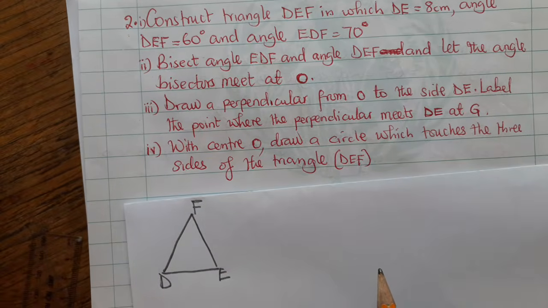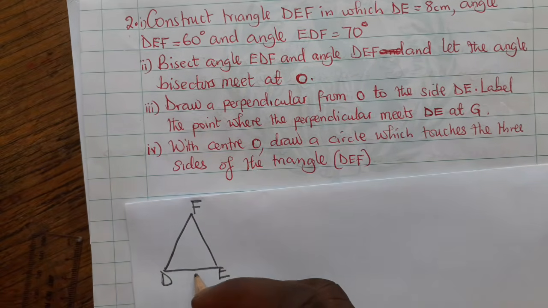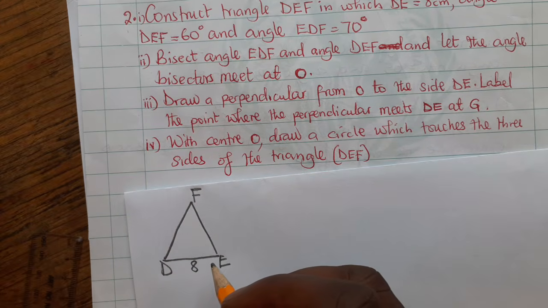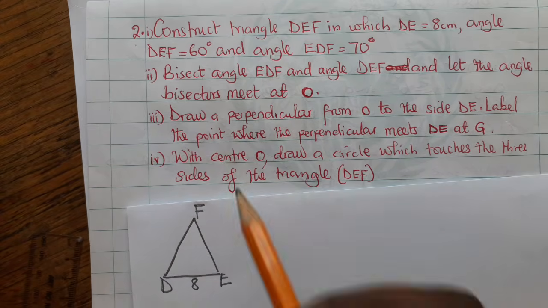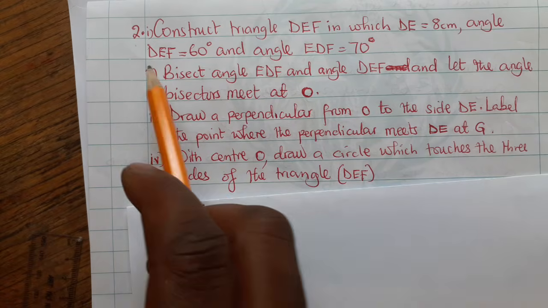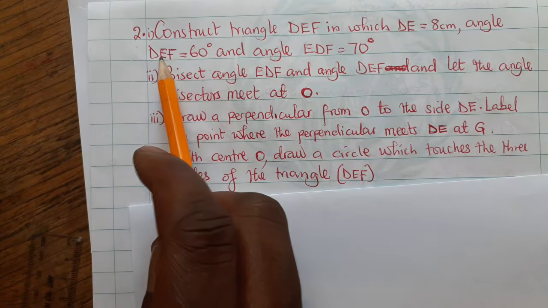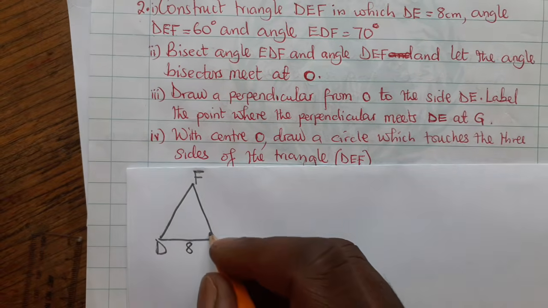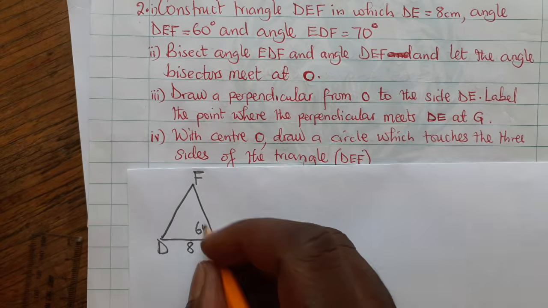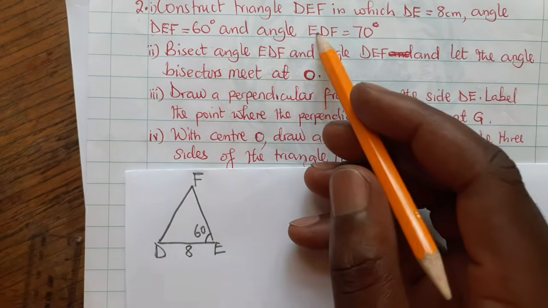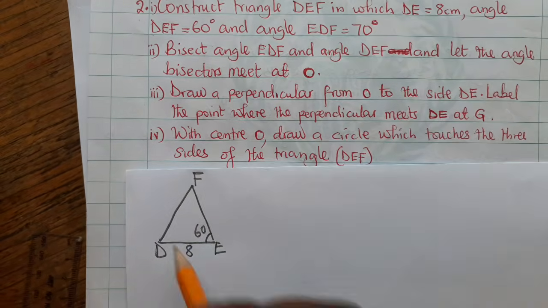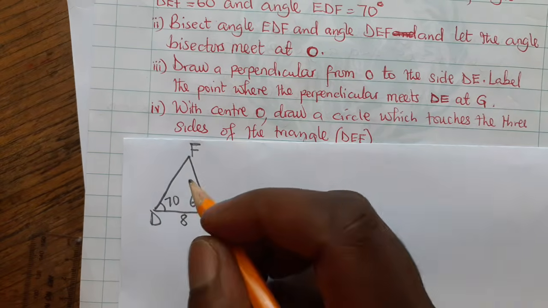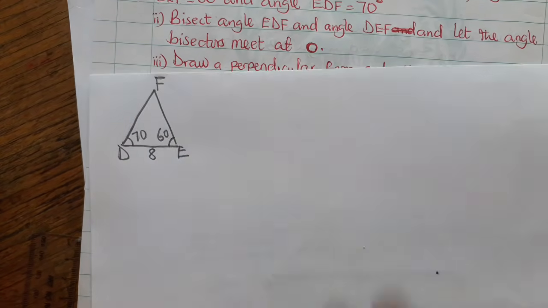Okay? Now, let's use the information that has been given. DE has been given as 8 centimeters. Alright? Then the angle DEF, which is this angle here, has been given as 60. And then the angle EDF, which is this one, has been given as 70. All right, this is the only information that we have been given.